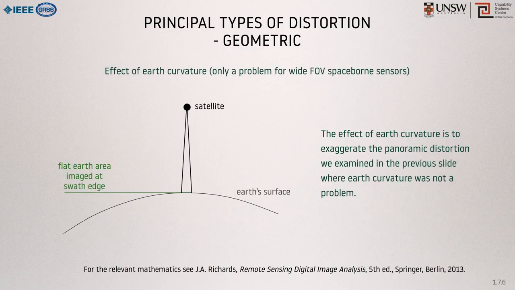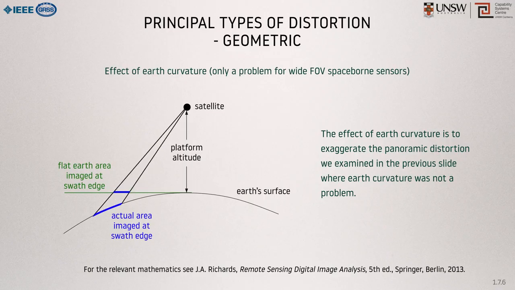From satellite altitudes, sensors with a wide field of view are sensitive to Earth curvature, as seen in this slide. Without going into too much detail, the net effect on the image is to exaggerate the panoramic distortion of the previous slide.